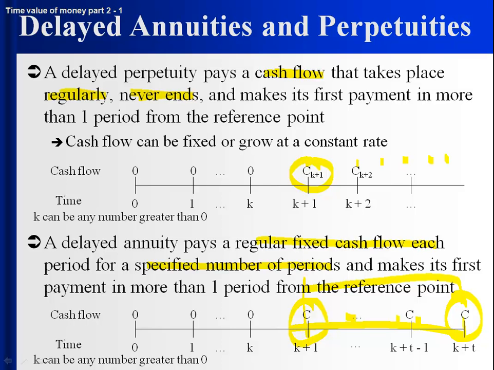So how do we get the value of a delayed annuity or delayed perpetuity? Say we have an investment that's going to pay us $100 a year forever, but it starts in 3 years. Or we have an insurance policy, like a retirement policy, that's going to pay us $50,000 a year, starting 10 years from now and ending in 25 years. How much is that worth today?